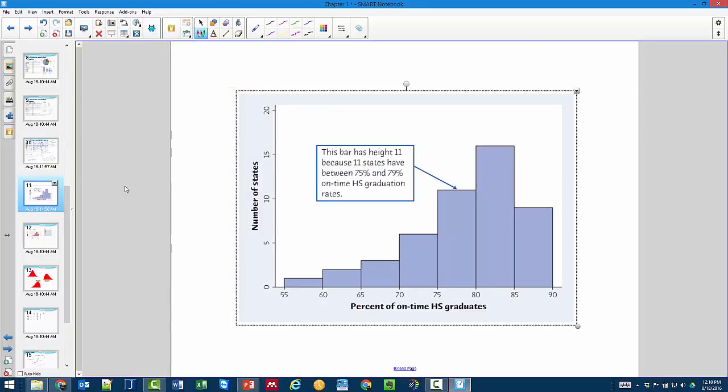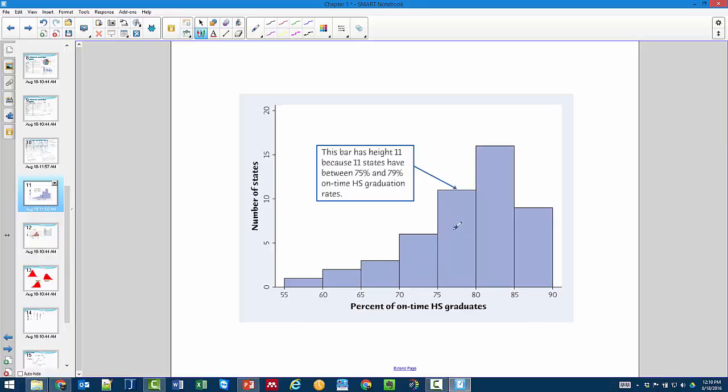This is what the actual histogram looks like for that. Again, they don't have them listed here, but they do kind of show you that right here, this bar had 11 states between 75 and 79%. Really all the way up to 80. So I would say it's 75 to 79.9, but we didn't use that digit anyway, so they can get away with saying that it's including 75 and 79. But that is a histogram.